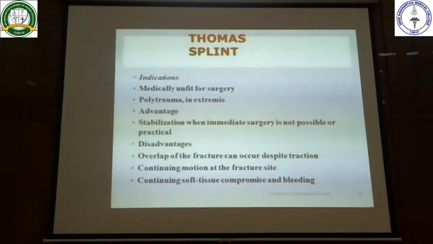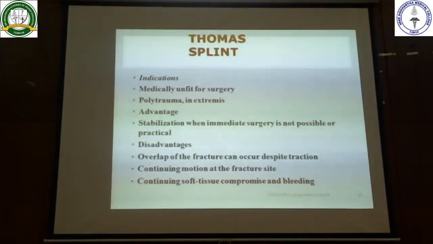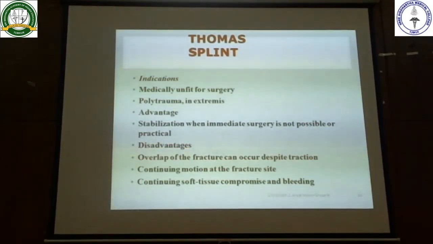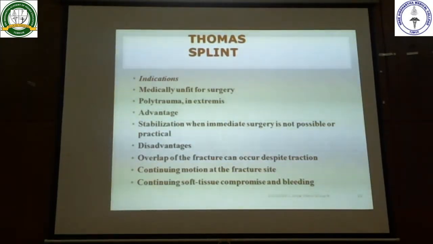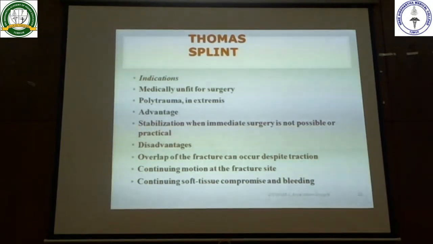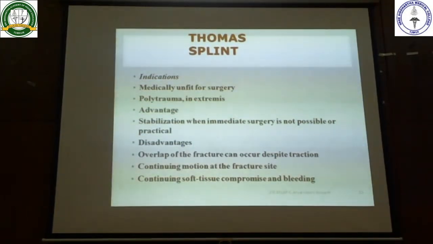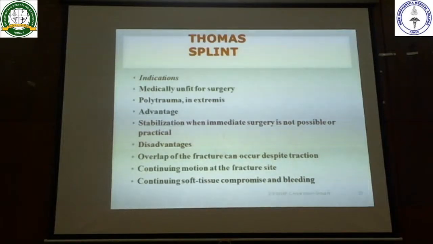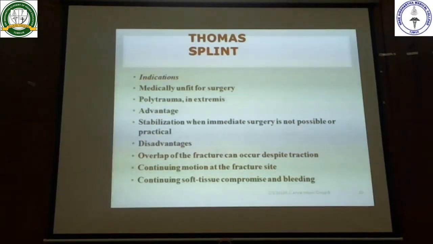A little bit about the Thomas splint, which I already mentioned, because it is a very important tool used in fracture shaft of femur. Indications, when do you use it, which I already mentioned earlier: when the patient is medically unfit for surgery. Like I mentioned, if possible, you always operate on the patient, because that is the best treatment you can give for shaft of femur fracture. Whereas if the patient is medically unfit for surgery, or let's say polytrauma, where there are a lot of injuries on the patient, stabilization is needed when immediate surgery is not possible or practical due to some kind of generalized condition of the patient. In such conditions, you can use a Thomas splint, but of course, it has a few disadvantages also.